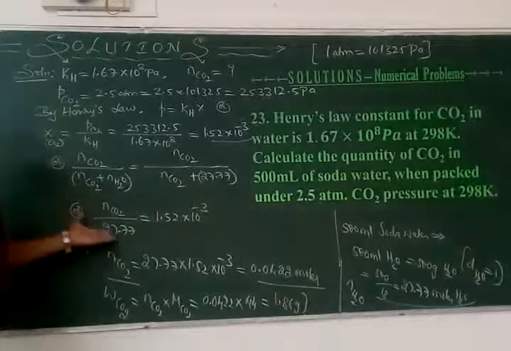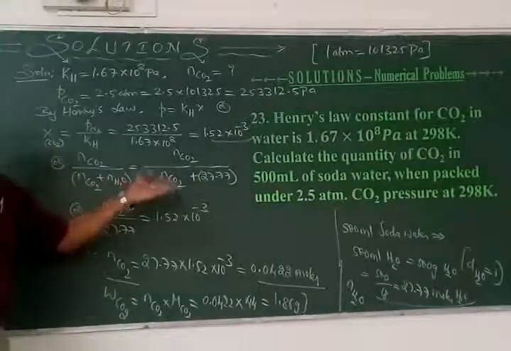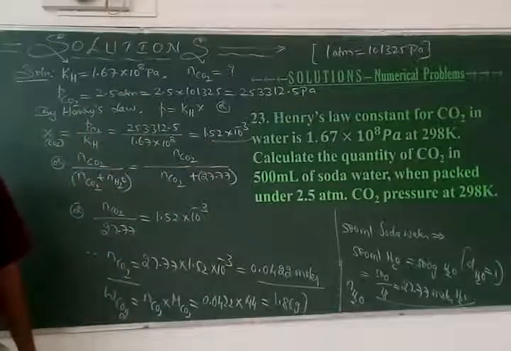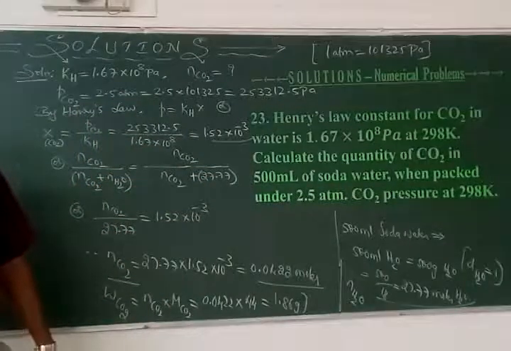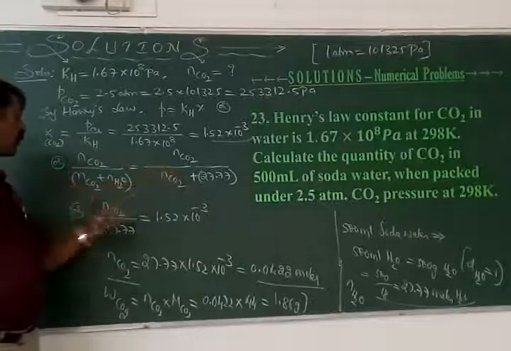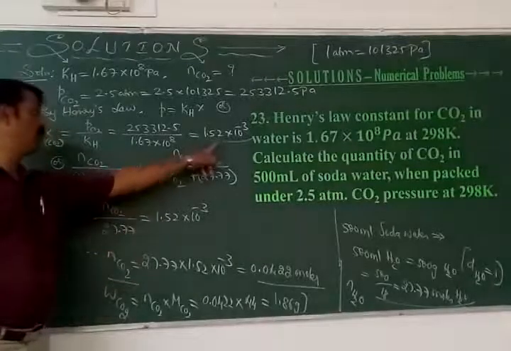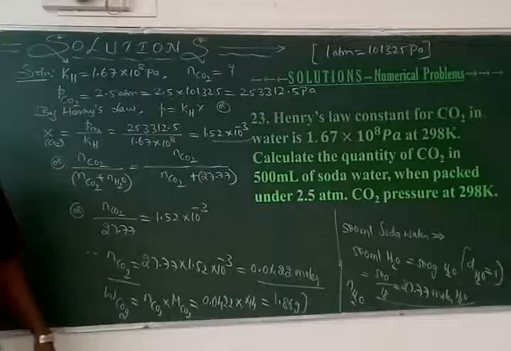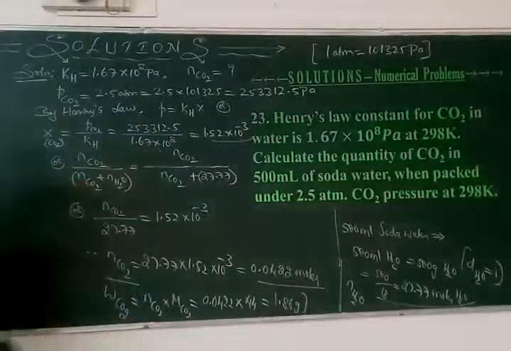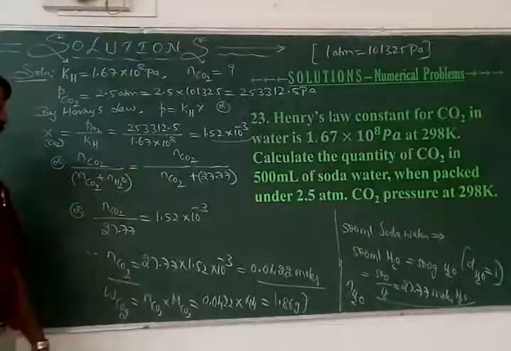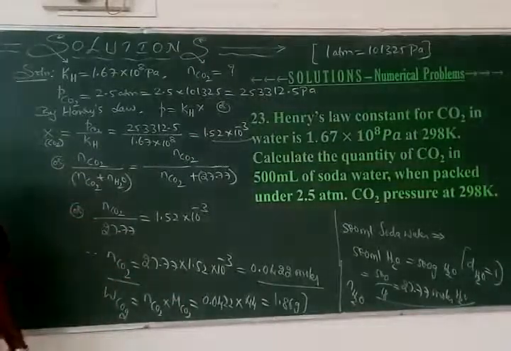Then substitute here. But the number of moles of carbon dioxide is very small compared to the total number of moles of which one? The solvent, water. Therefore, I am neglecting the number of moles of carbon dioxide. Therefore, N of carbon dioxide divided by 27.77 is equal to the mole fraction, which is calculated as 1.52 into 10 to the power of -3. On simplification, the number of moles of carbon dioxide is found to be 0.0422 in terms of moles.